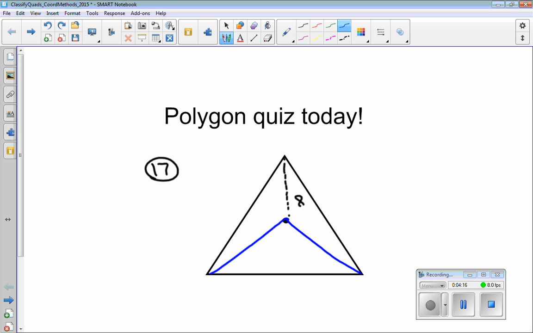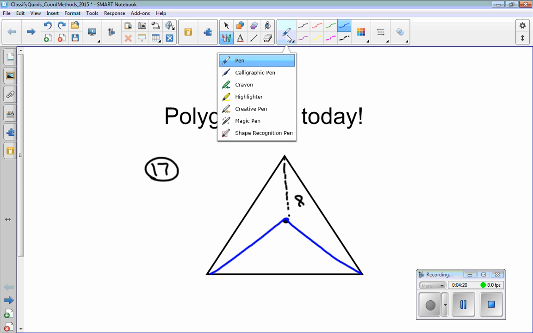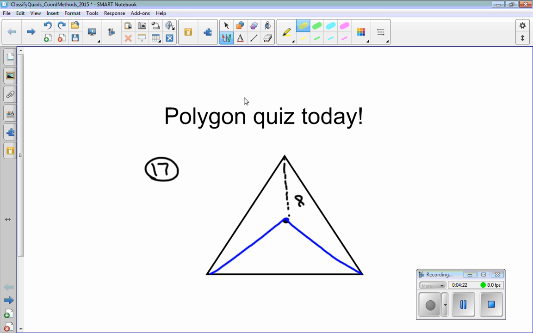There we go. And I have that they're all 8. Would you agree? All those radiuses are 8? Because I'm given that one of them is 8. So I'm just going to look at one of the triangles. And I'm going to kind of draw it separate.